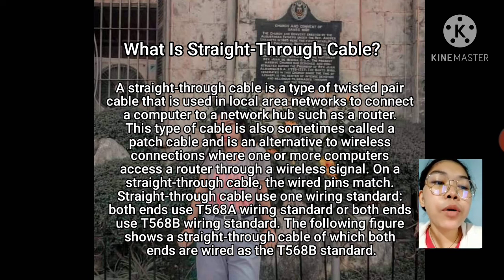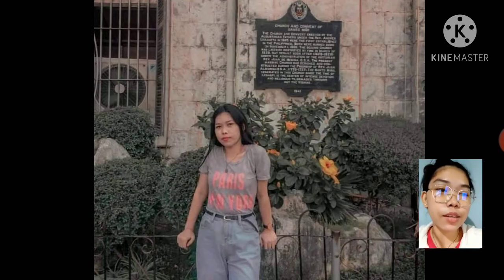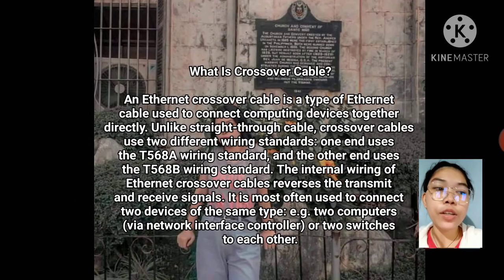On a straight-through cable, the wired pins match. A straight-through cable uses one wiring standard. Both ends use the T568A wiring standard or both ends use the T568B wiring standard. The following figure shows a straight-through cable of which both ends are wired as the T568B standard.